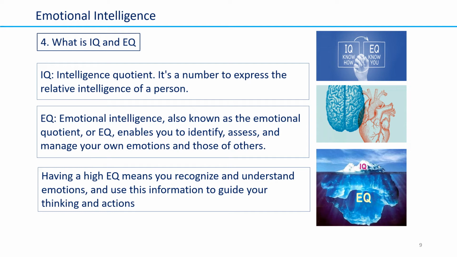In the same way, emotional intelligence is known as emotional quotient, or EQ. It enables you to identify, assess and manage your own emotions and the emotions of other people. Having a high EQ means you recognize and understand emotions and use this information to guide your thinking and feeling process, so you can take appropriate action. The desired result will only be obtained if you can understand the emotions of the other and use these emotions for further actions.